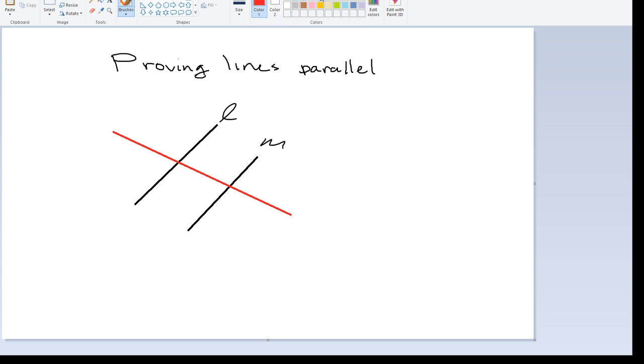But what if I said that this angle here is congruent to this angle here? Well, those two angles are congruent. That would mean that line L is parallel to line M. We call this the converse of the corresponding angles theorem. Because we know that those two angles here are congruent, we can say that L and M must be parallel. And so we're looking at the converse, and that's what that theorem is called.